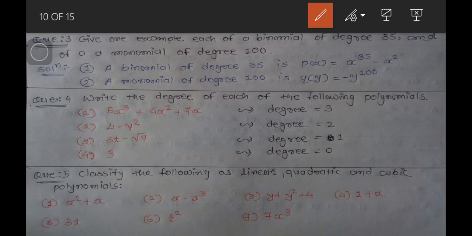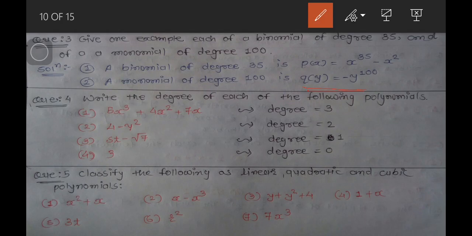The other answer, a monomial of degree 100. We know that in polynomial, if there is only one term, then it is called monomial, and you can use any variable to describe monomial. Here I have used q of y equal to minus y raised to 100. Then it is called monomial, and it is an example of monomial.